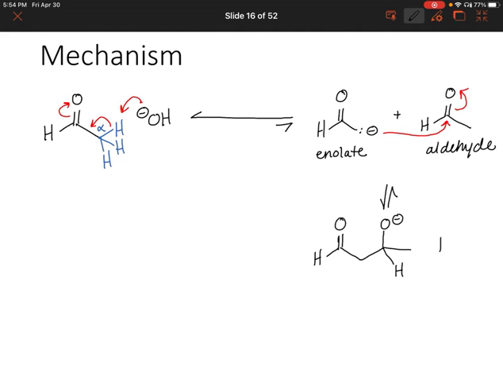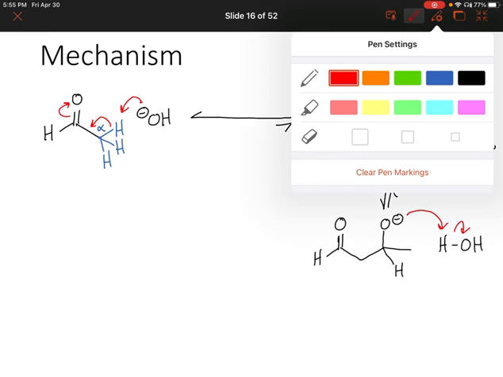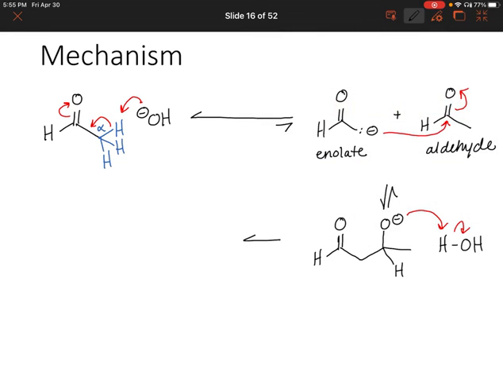We also need to use water. And then that will protonate the negative oxygen. Okay, and then there's still that hydrogen there on the beta carbon. I just didn't show it in the final product.